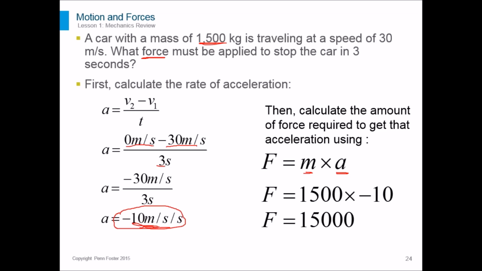And our force is 1500. It should actually be negative 1500 because it's working against the direction of motion. So if it was working with the motion and speeding it up, it'd be positive. It's working against it, so it's negative.